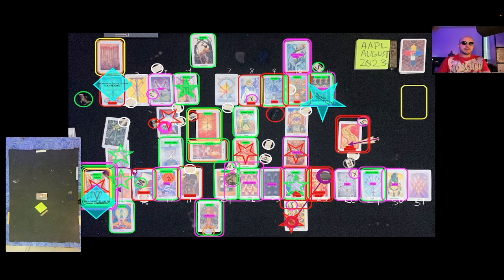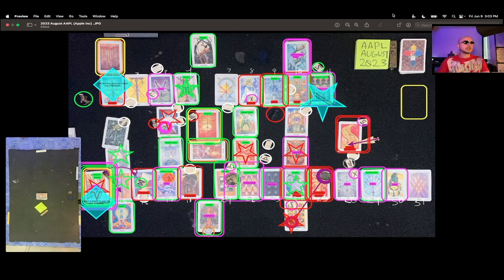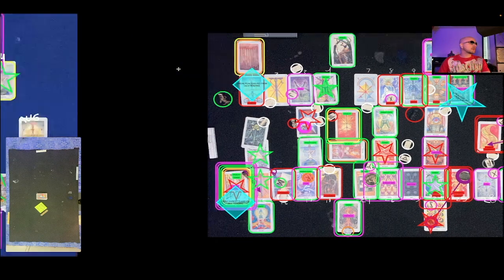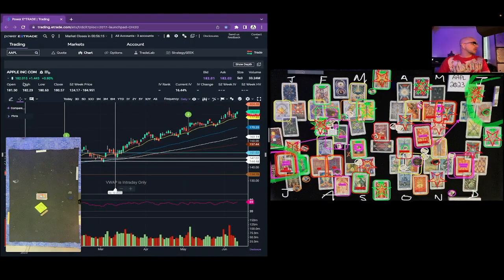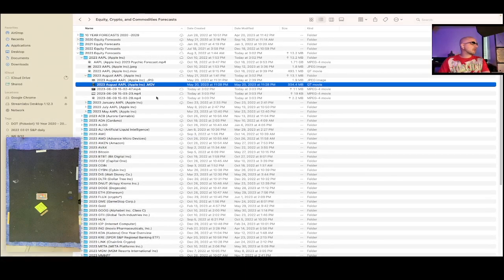This is the AAPL shares 1 month overview reading for the month of August 2023. It's currently June 9th, 2023, 3:03 p.m. Eastern Time. AAPL shares at the time of this reading is currently $182.01. That's USD. And the shuffle file for the August reading was created on May 20th, 2023 at 11:28 p.m. Eastern Time. That's this video right here.